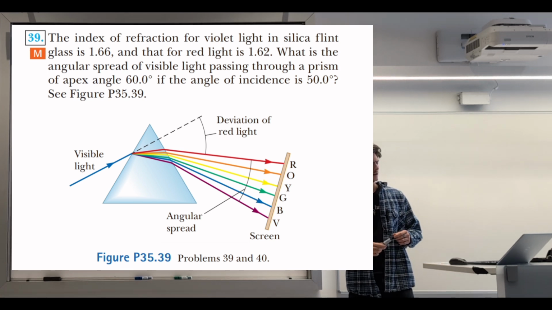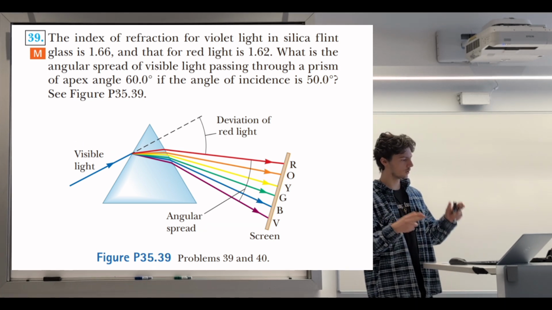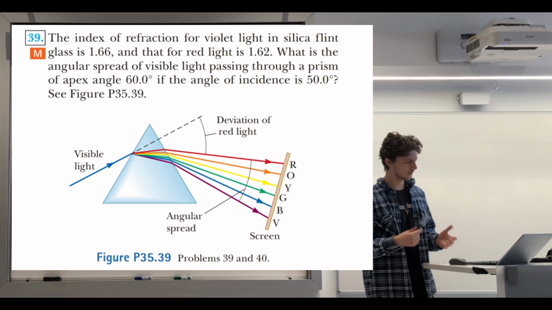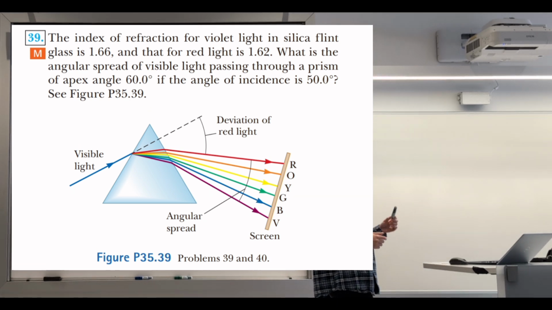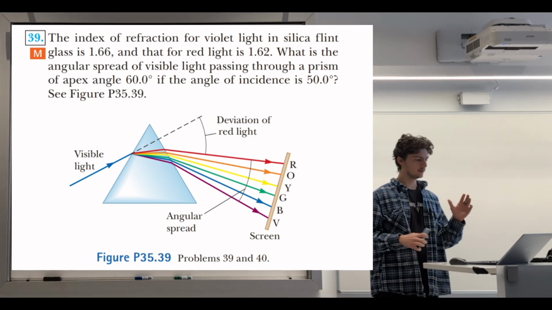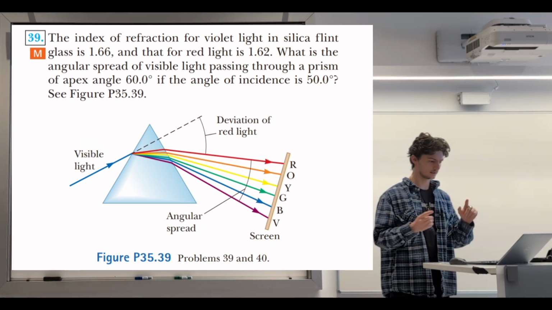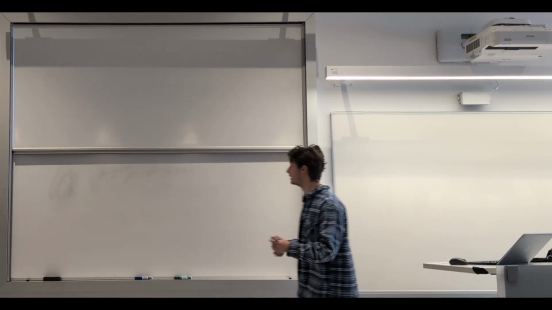It's two sentences. The index of refraction for violet light in silica flint glass is 1.66, and that for red light is 1.62. What is the angular spread of visible light passing through a prism of apex angle 60 degrees if the angle of incidence is 50 degrees? And we have an image here.